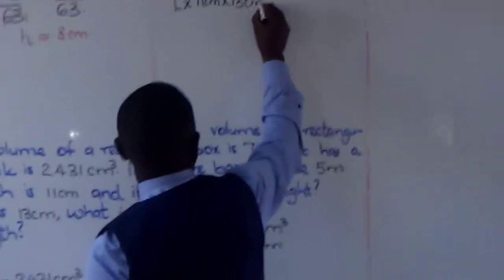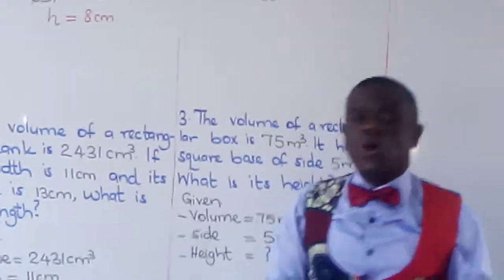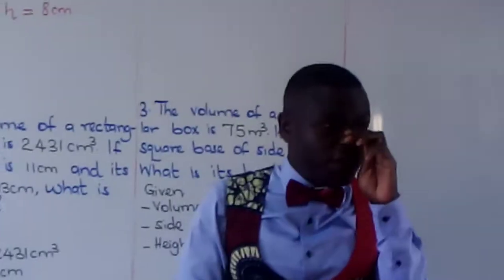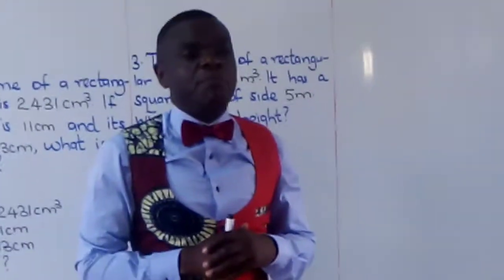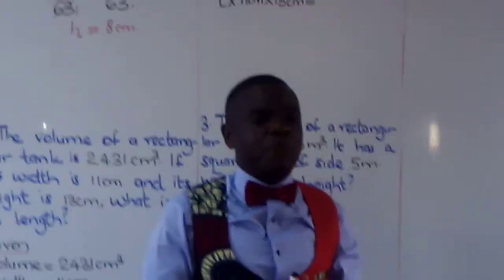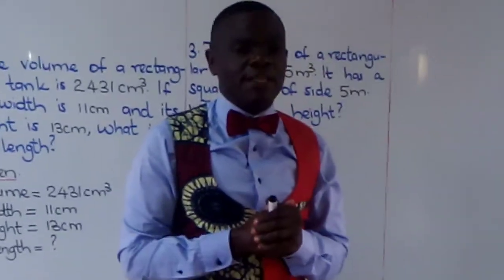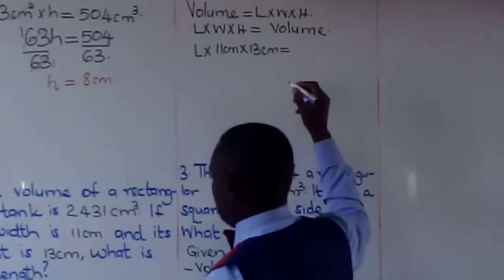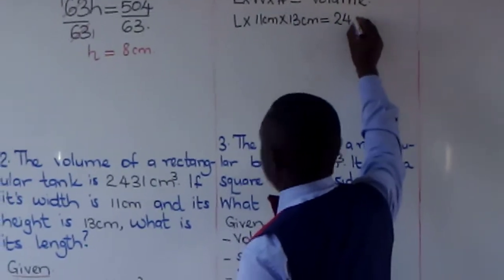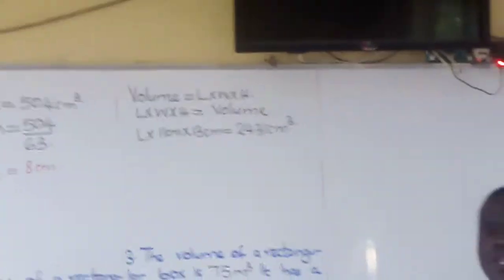And what is the value of the volume? Who is that bending down? Sit upright, James, and tell us the value of the volume. Very well. The value of the volume is 2,431 cubic centimeters. Boys and girls, now I want us to do the operation.